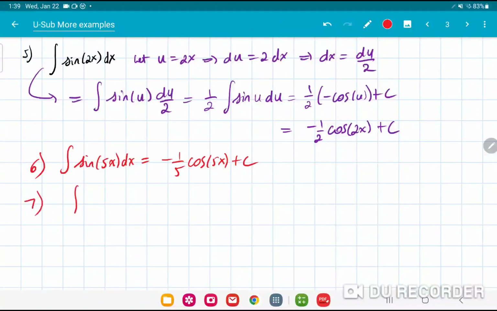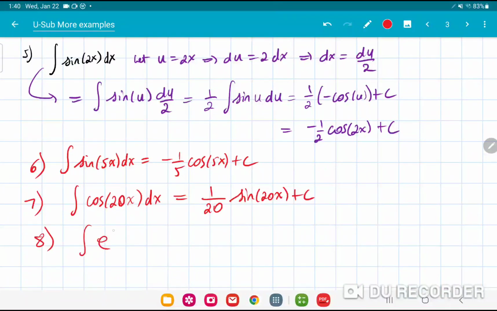Say I have the integral of cosine of 20x dx. Well, knowing the integral of cosine of u is just sine of u, I would just have 1 over 20 sine of 20x plus c. Okay? Or the integral of e to the power of, I don't know, 100x. Knowing the integral of e to the u is just e to the u, I would have 1 over 100 e to the power of 100x plus c.